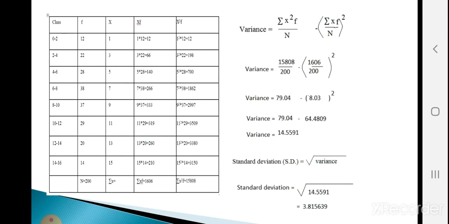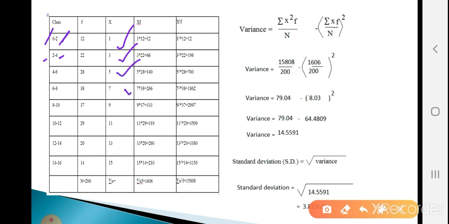So how to calculate the mid value? Mid value is calculated as upper limit plus lower limit divided by 2. In class 1, the upper limit is 2, so 2 plus 0 divided by 2 is 1. So the mid value is 1. Then 4 plus 2 divided by 2 is 3. 6 plus 4 divided by 2 is 5. Then 8 plus 6 divided by 2 is 7.